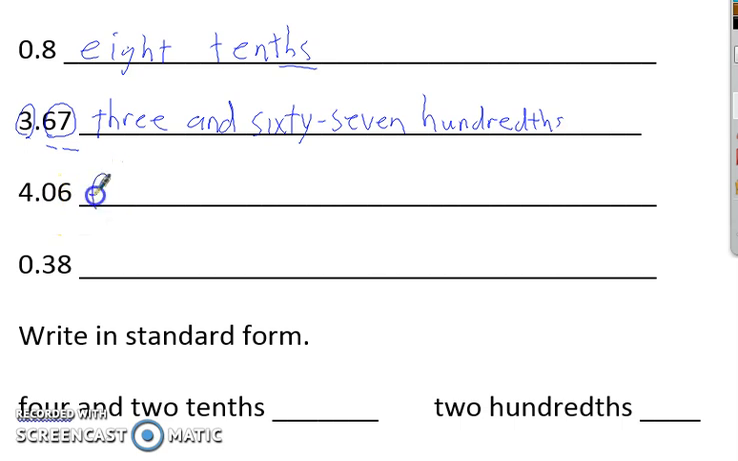Again, doing the same thing. I got a 4 in front, so 4 and 6. And the 6 is not sitting here in the tenths. It's all the way out here in the hundredths. So this is 4 and 6 hundredths.